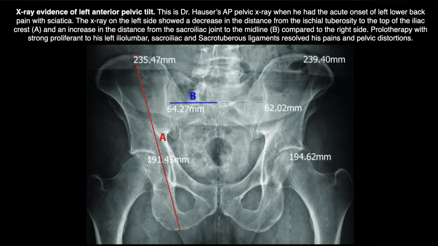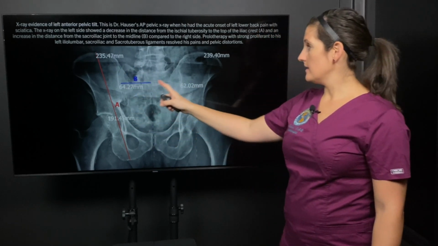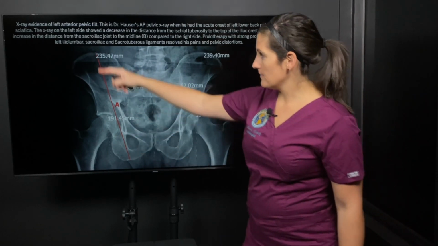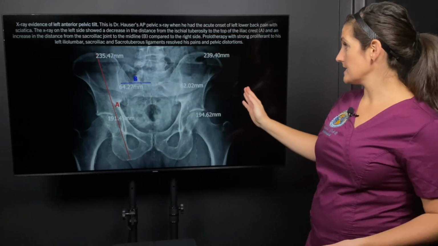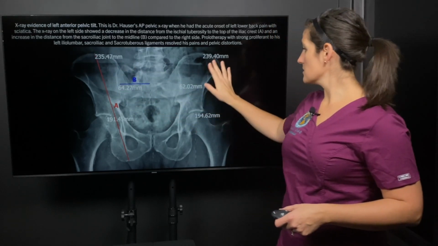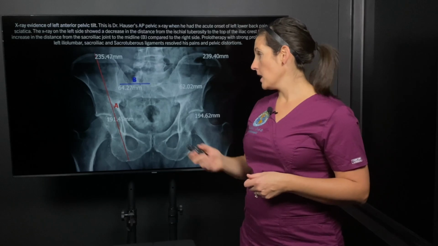This is actually an x-ray from Dr. Hauser, and I show this because this is what leg length discrepancy or instability might look like on an x-ray. These are your SI joints right here, and then these are specific measurements. You can see from the bottom to the top of the pelvis, and as they compare to the other side, you can see these numbers from side to side, there's a several millimeter discrepancy there based on these measurements.